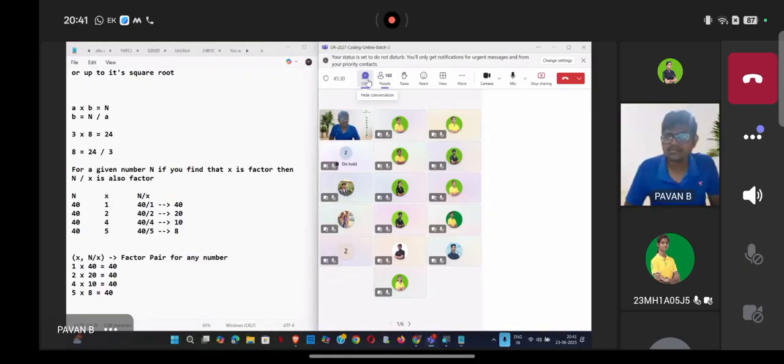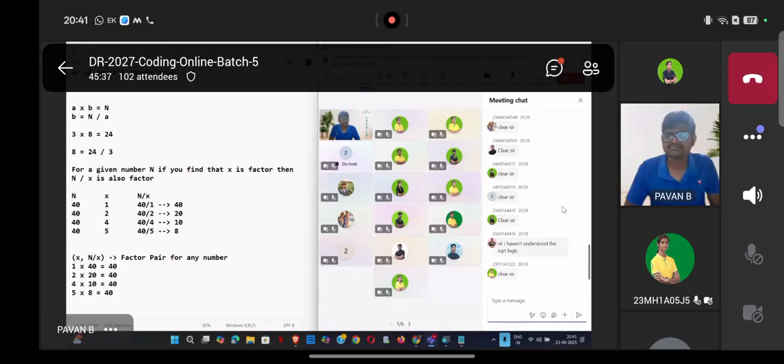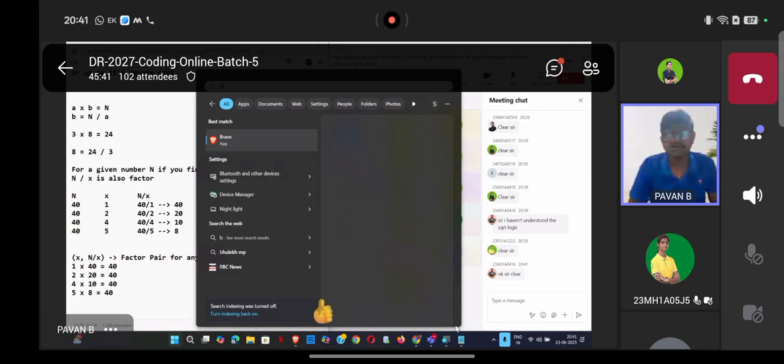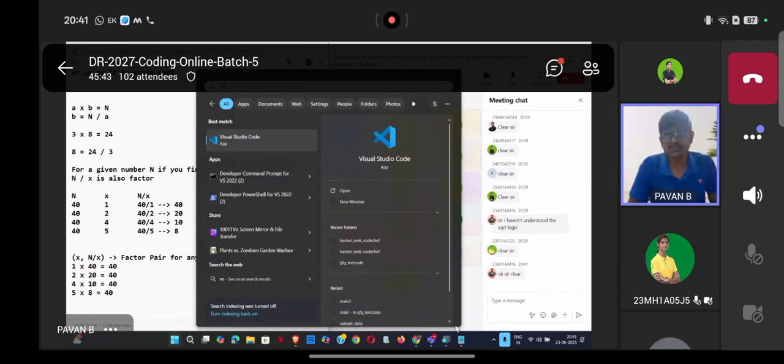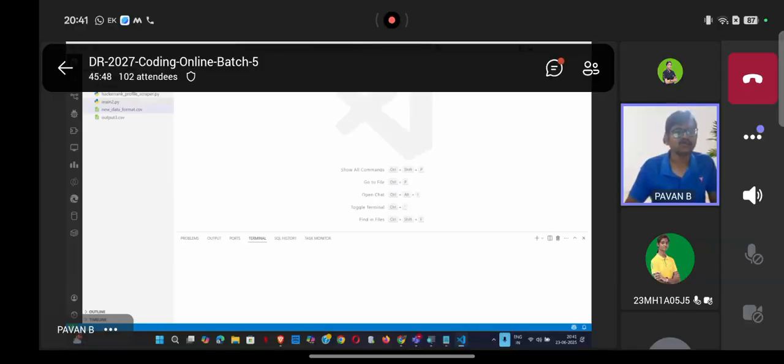Is it clear now? Yes. So first I will try to show you 2 implementations that prove that this actually works much faster when you are trying to code.